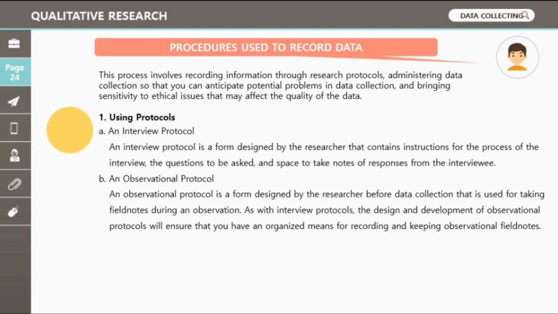And then, an observational protocol. An observational protocol is a form designed by the researcher before data collection that is used for taking field notes during an observation. As with interview protocols, the design and development of observational protocols will ensure that you have an organized means for recording and keeping observational field notes.